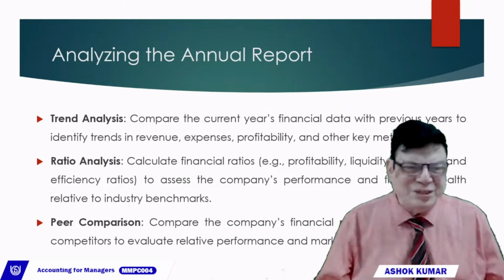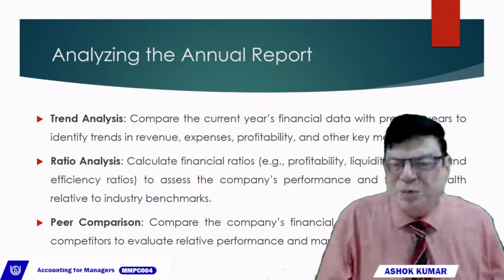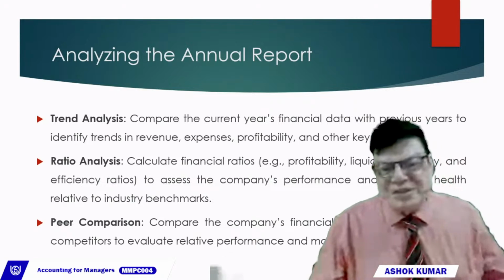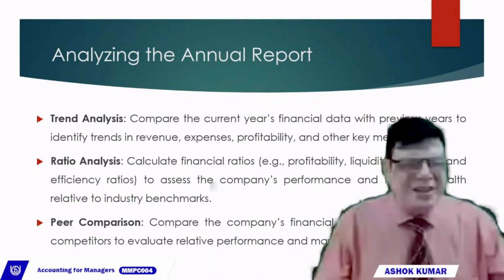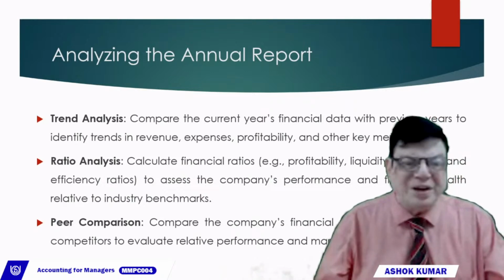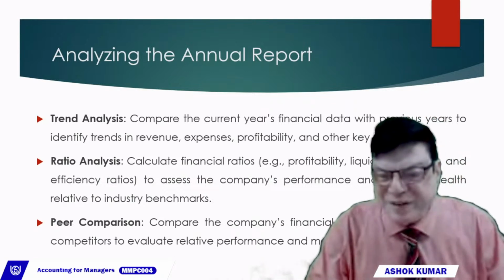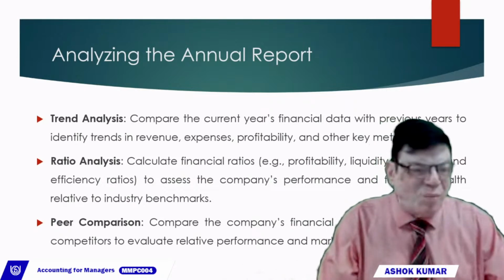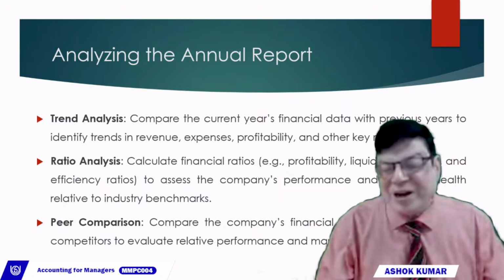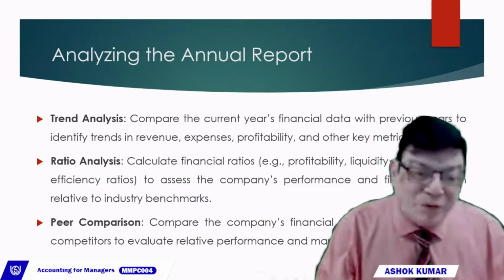Then ratio analysis: calculate financial ratios, that is profitability, liquidity, solvency, and efficiency ratios, to assess the company's performance and financial health relative to industry benchmarks. Then peer comparison: compare the company's financial metrics with those of its competitors to evaluate relative performance and market position. If they are doing well, how are they doing well?